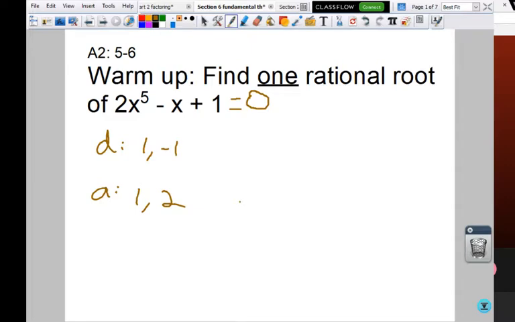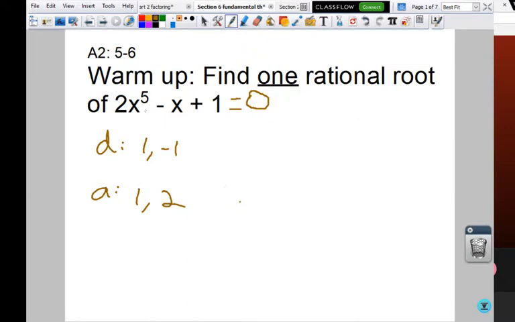Alright, so real quick before we get going, because I printed it wrong, make sure you put 5-6 at the top of your thing. So you know this was chapter 5, section 6. Got any headphones out? What's up? Headphones out?